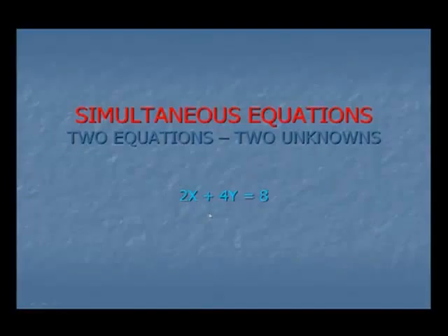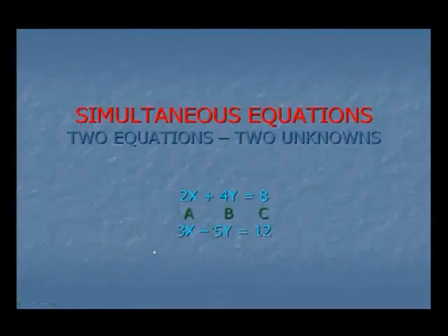two unknowns. In this case, 2x, x is an unknown, y is an unknown, 8 is a constant. 2 is the coefficient of x, 4 is the coefficient of y. If we have two equations with two unknowns, we must have another equation with exactly the same two unknowns. So here we have 3x minus 5y equals 12. So x and y are unknowns in both equations.